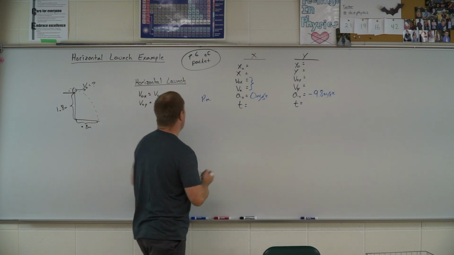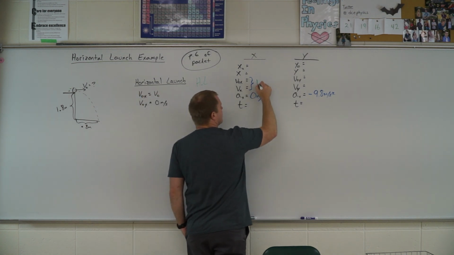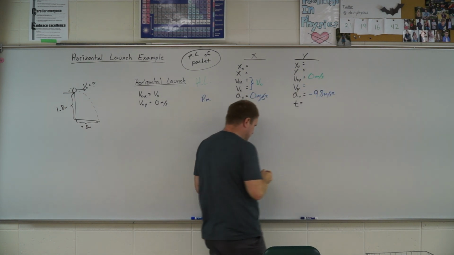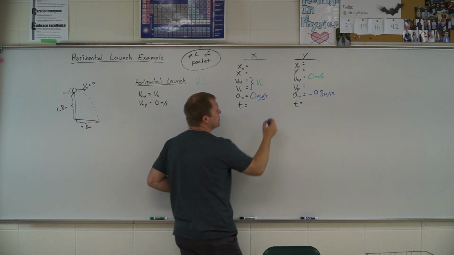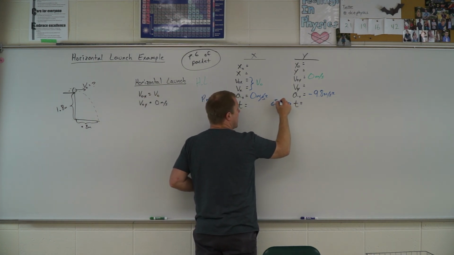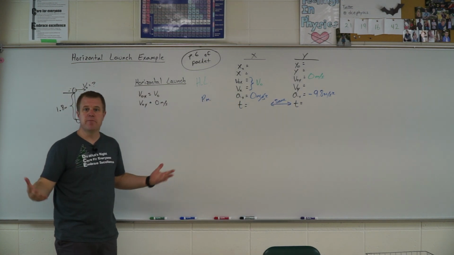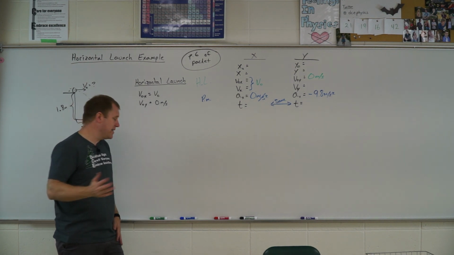Now the horizontal launch portion tells me that this initial velocity is V0 and this initial velocity is 0 meters per second. All right. Now when I have projectile motion, I also know that these two times are going to be the same. Okay. And that's the same for 2D motion as well. All right. So let's go ahead and set this up.